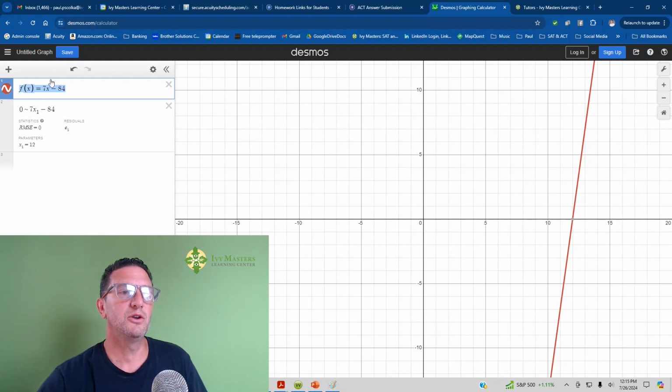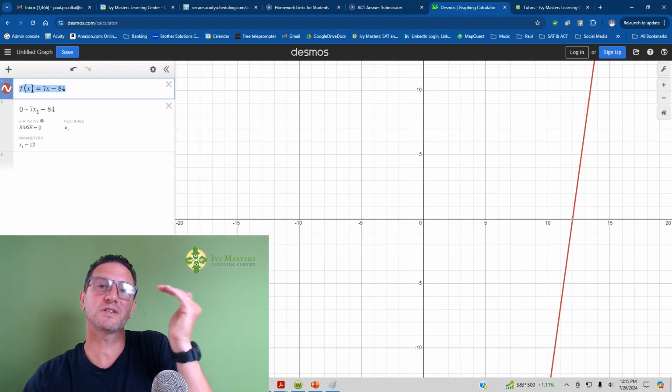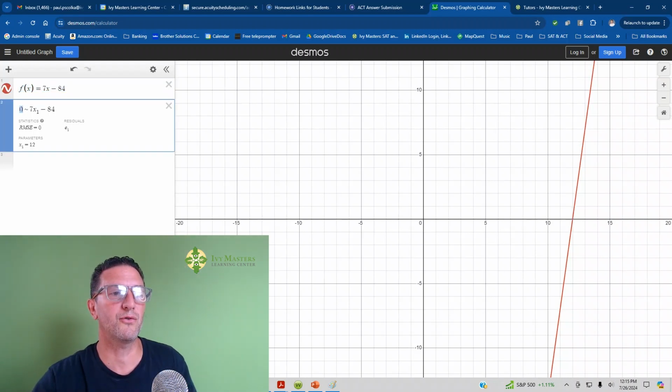Alternatively, since you should know that the x-intercept is where y equals 0, plug 0 in for y. In place of equals, put a tilde. In place of x, put x1. And then Desmos will solve it for you.